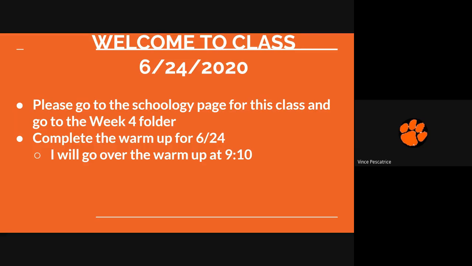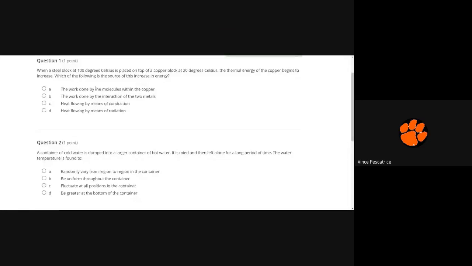Today we're going to start off with the warm up over heat and energy transfer. All right, so question one is when a steel block at 100 degrees Celsius is placed on a copper block at 20 degrees Celsius, thermal energy of the copper begins to increase. Which of the following is the source of the energy?